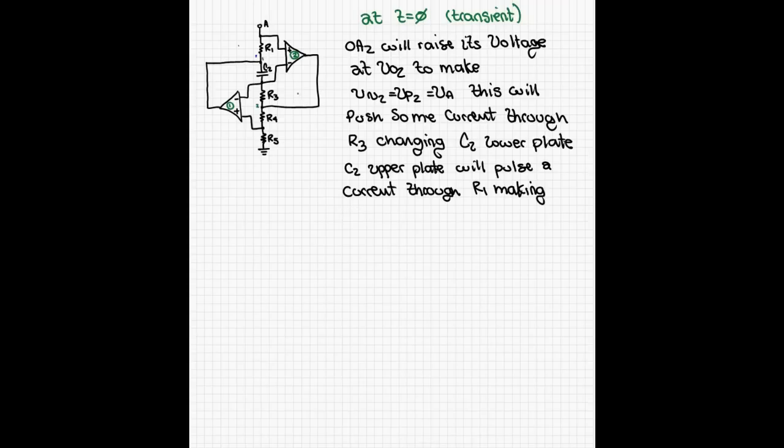Basically what's happening is just making IR1 equal to 0, correct? Because you've got current coming here from the pulse of the capacitor, the current coming down here from VA, and then you've got some coming here.